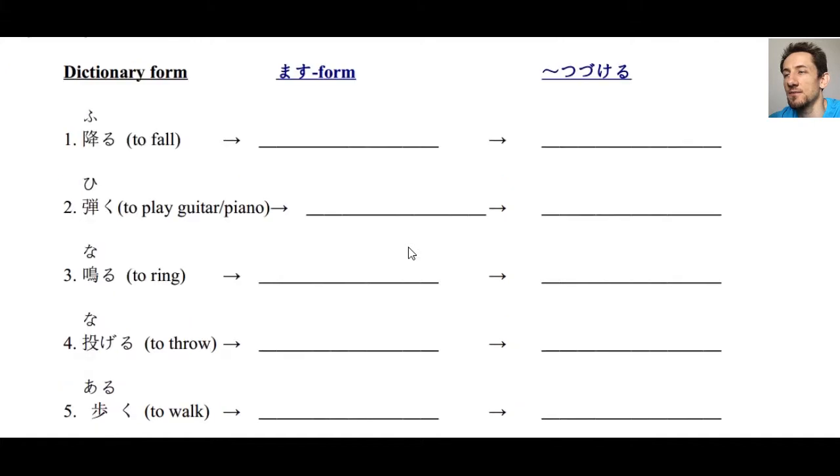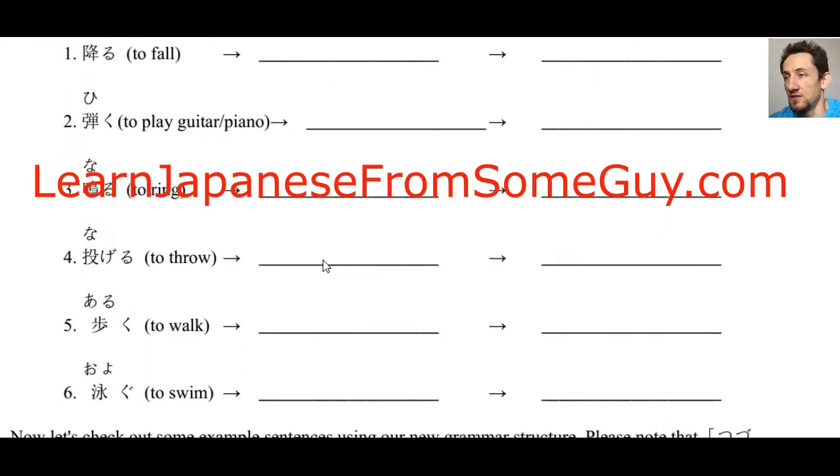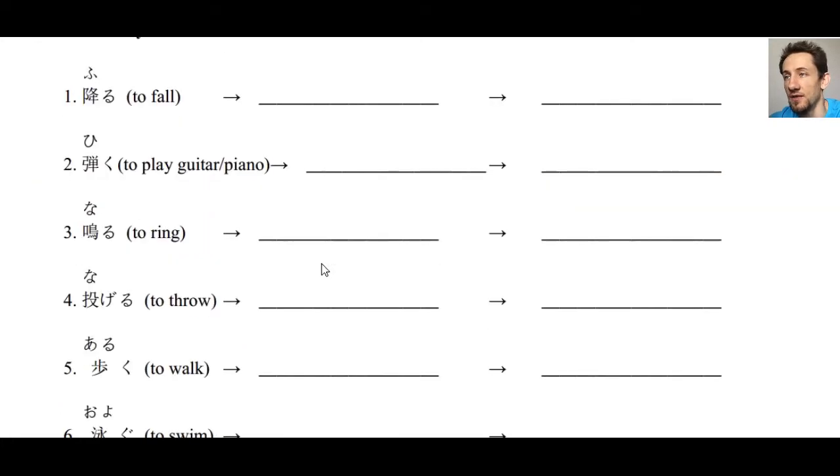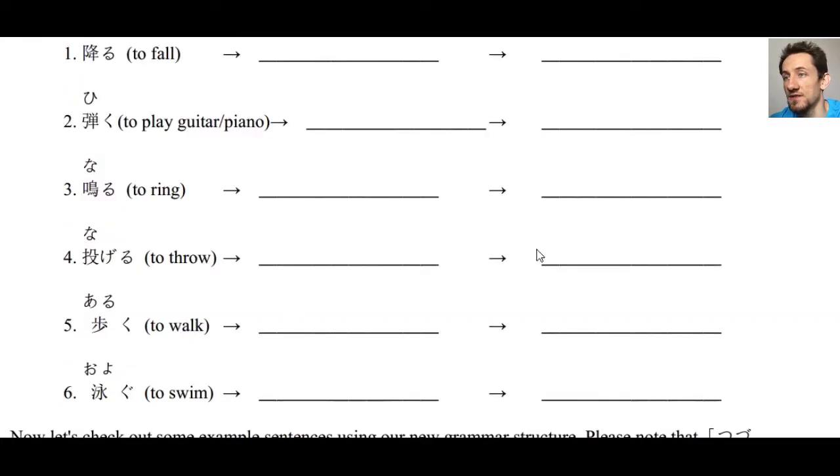Now we're going to try some on our own. Remember, you can go to my homepage, Learn Japanese from someguy.com. You download this PDF, print it out, so you have something convenient to write on. In the first column, we're going to write the mas form of the verb, and then in the second column, the tsuzukeru form. We have just 1 to 6. Pause the video, answer these, and now let's check.